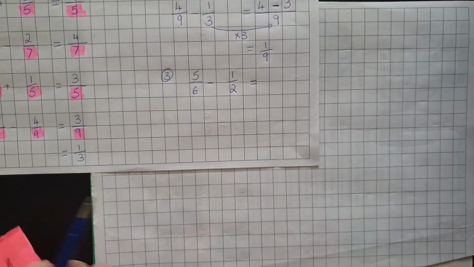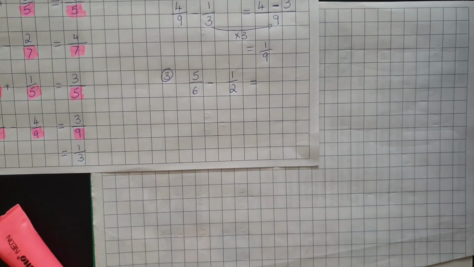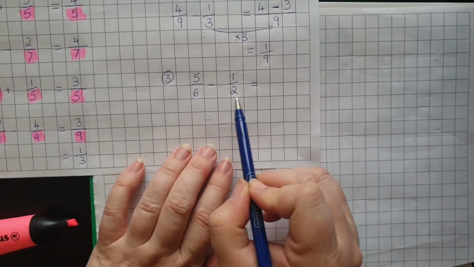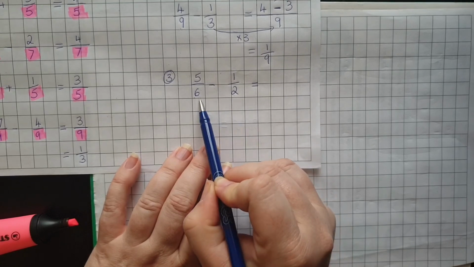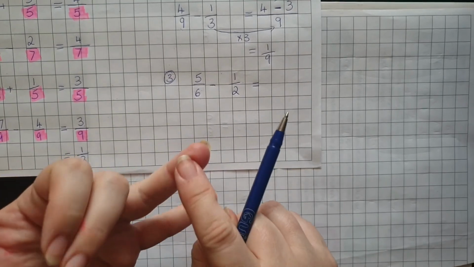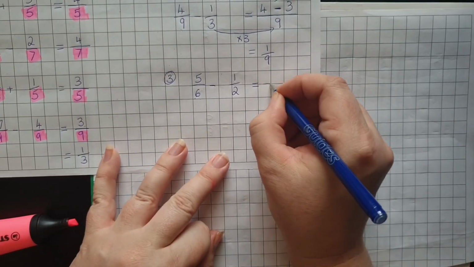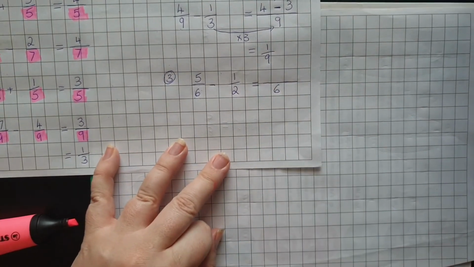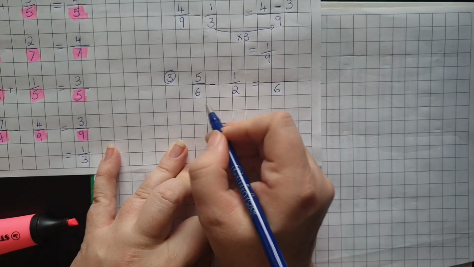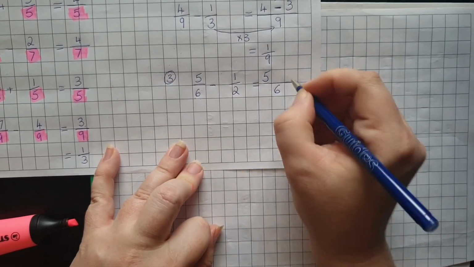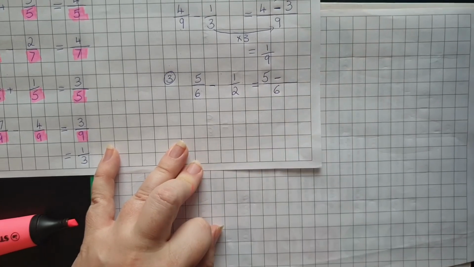Let's have a look at this one first. We're looking for the common denominator. Again, it's quite straightforward. We know that 2 times 3 is 6. 2, 4, 6. We can work that out simply. So we make our new denominator 6. 5/6 stays the same. We are subtracting first this time.